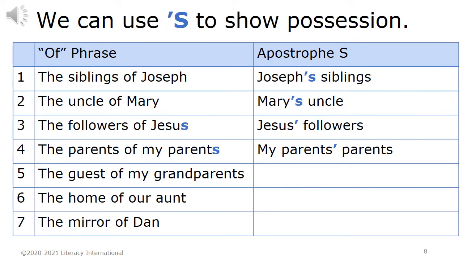We can use apostrophe S to show possession. Of phrase, apostrophe S. 1. The siblings of Joseph. Joseph's siblings. 2. The uncle of Mary. Mary's uncle. 3. The followers of Jesus. Jesus' followers. 4. The parents of my parents. My parents' parents. 5. The guest of my grandparents. 6. The home of our aunt. 7. The mirror of Dan.